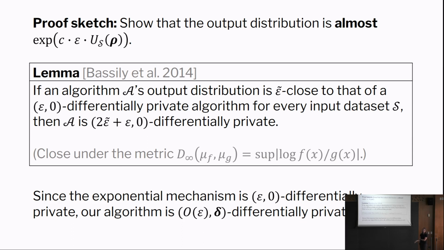Colin: Does the epsilon tilde close mean that on every input the distributions are close? Yeah. Or does it mean like most inputs? So I should have said it's close under what they call a relative metric, which is like, you take the sup, so say you have two distributions mu f and mu g, and they have some density functions f and g. It's the sup of the log of f of x over g of x. So that's what I mean by close. Yeah. Any other questions? Okay.